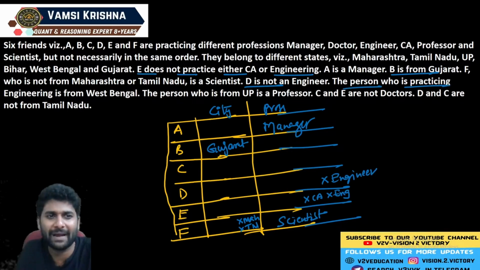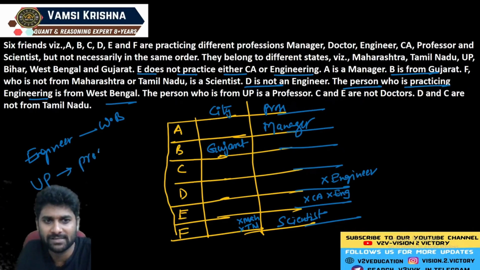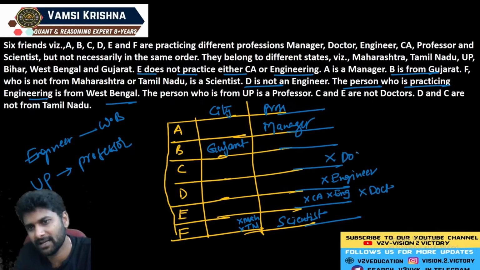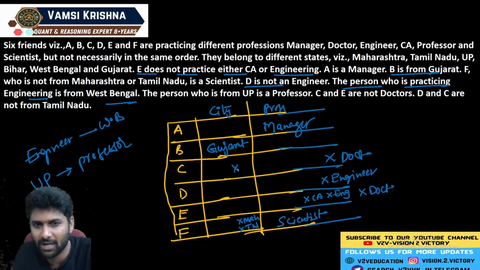The person who is practicing engineer is from West Bengal. The person who is from UP is a professor. C and E are not doctors. D and C are not from Tamil Nadu.